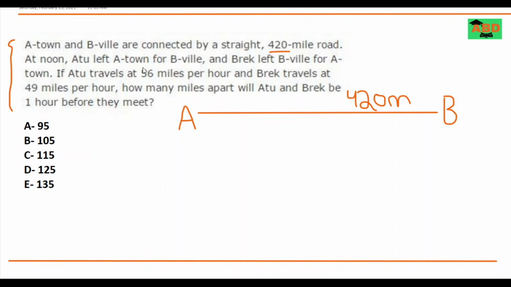Atu left A town for B Willie. So let's use small case a so that we don't confuse it with the capital A over here. Atu left A town for B Willie, so he's going in this direction. And Burke left B Willie for A town, so B is going in this direction. If Atu travels at 56 miles per hour, and Burke travels at 49 miles per hour, a little bit slower, but it's okay, how many miles apart will Atu and Burke be 1 hour before they meet?